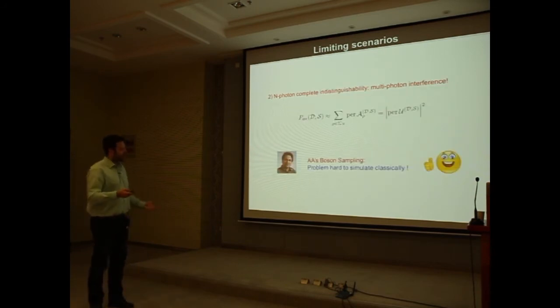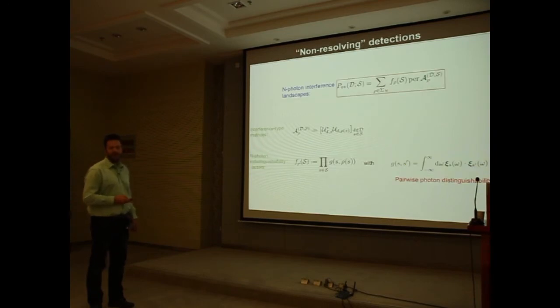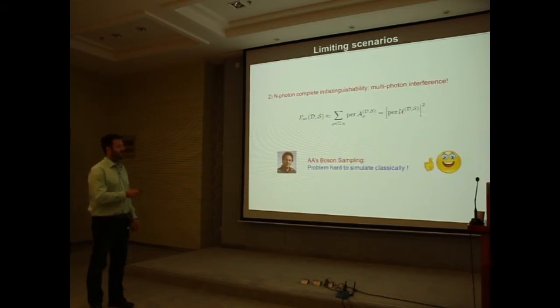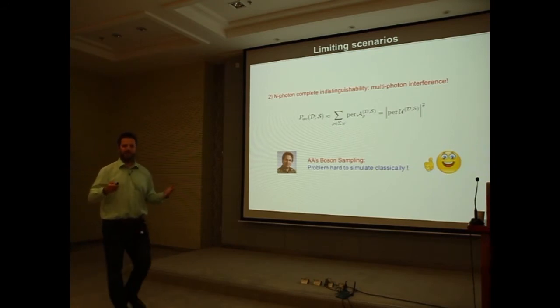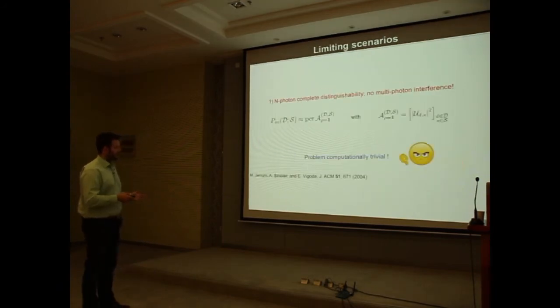The case that is interesting is when there is complete indistinguishability. And in that case, what does it mean? All these factors are one, so all the weights here are one. You sum this permanent with the same weight, and what you get at the end is a single permanent, the one we are used to. This is the Aaronson and Arkhipov boson sampling that we know is hard to simulate. So we know these two cases.